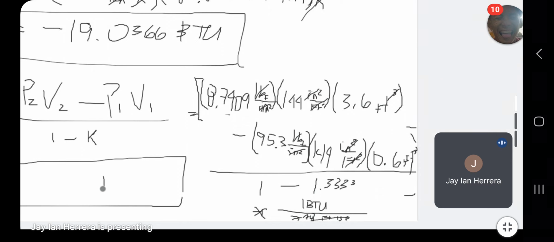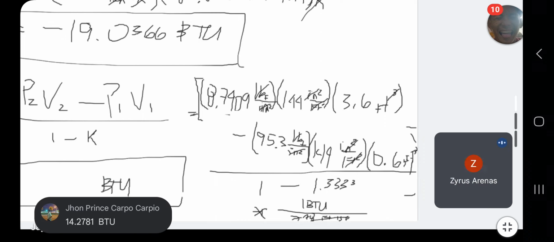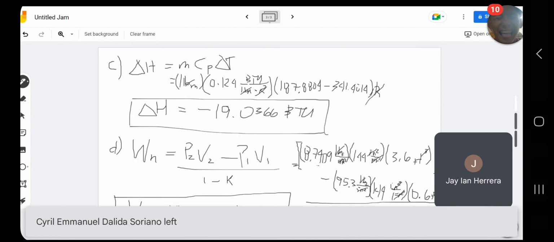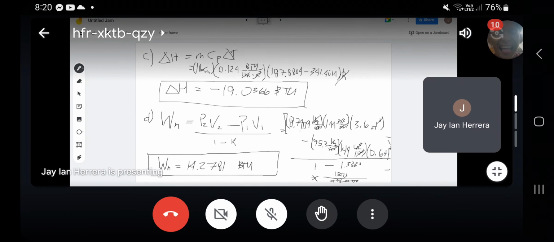So, ilan ang ating work in flow? Ilan? 14.2781, sir. 14.2781 BTU. Ayun lang. So, kailangan lang aralin yung ating formulas and the relationship, kung ano yung constant.